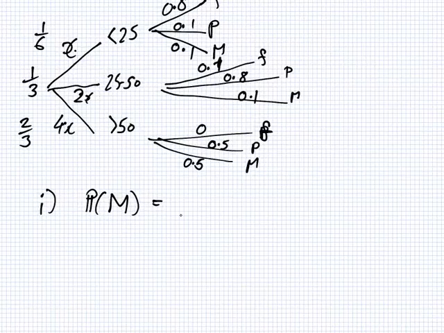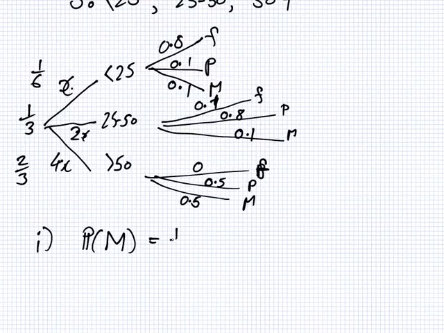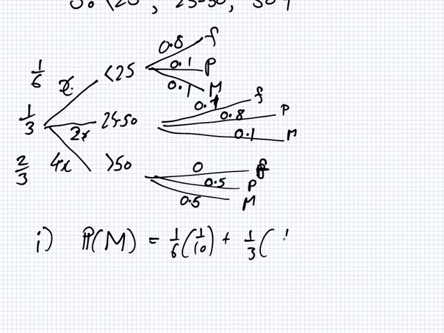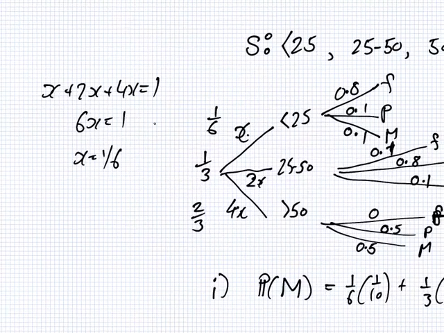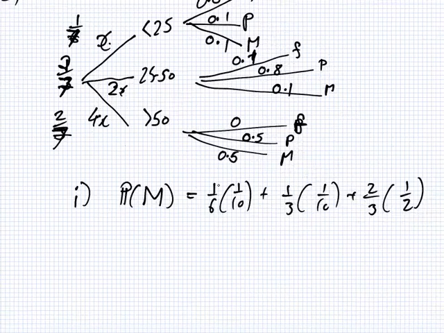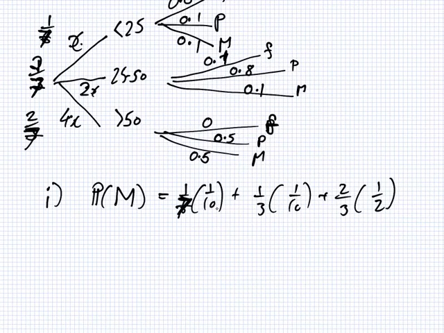So now the probability of a merit will be 1 over 6 times 1 over 10, plus 1 over 3 times 1 over 10, plus 2 over 3 times... Sorry, it's supposed to be 7x. Did I write it in? Oh, sorry, so it's sevenths then, thank you. So that's a seventh, 2 sevenths, and then 3 sevenths. Sorry, the last one was 4 sevenths.